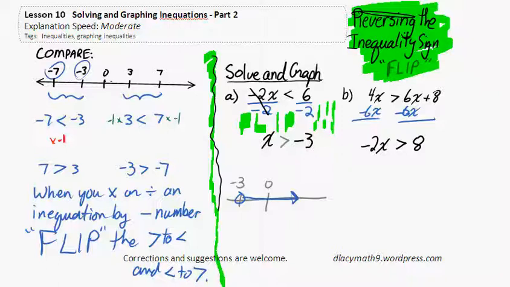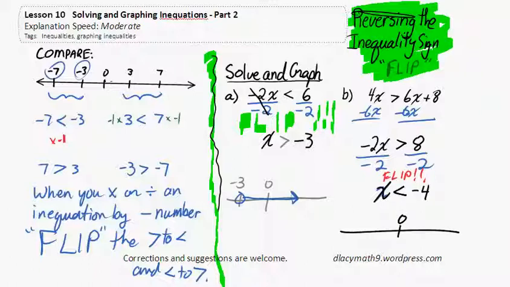But I'm about to divide by -2. Or if I multiplied it by a negative number, I'd get a flip as well. Here comes the flip. x is, well, hang on, 8 divided by -2 is -4, but because I just did a division by a negative number, flip the sign. So this greater than becomes a less than. The answer is that x is less than -4.